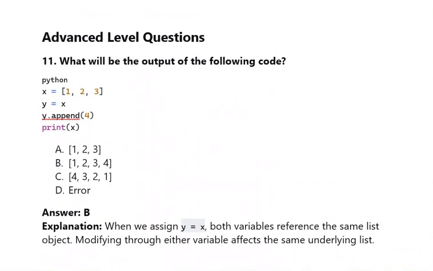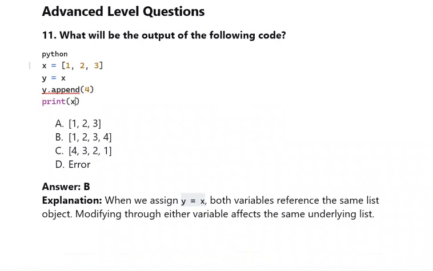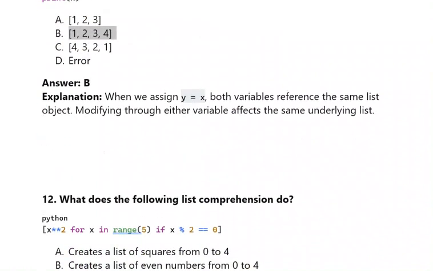What will be the output of the following code? x = [1, 2, 3], y = x, y.append(4). So print x means print [1, 2, 3, 4]. Answer is B.